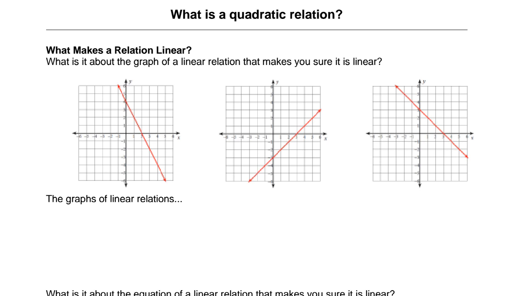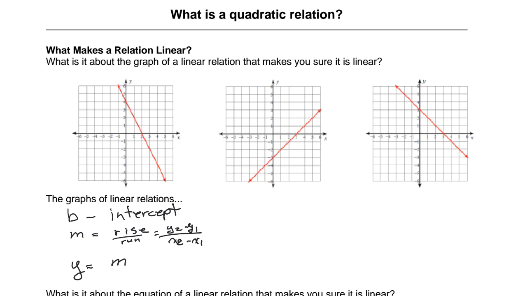Each of them has intercepts. Each of them has an intercept. Each of them has a slope, which is the rise over the run, also known as y2 minus y1 over x2 minus x1. And the basic equation is given by this: y is equal to mx plus b.